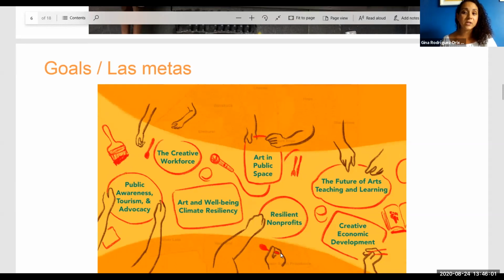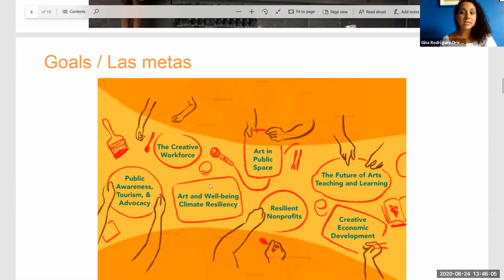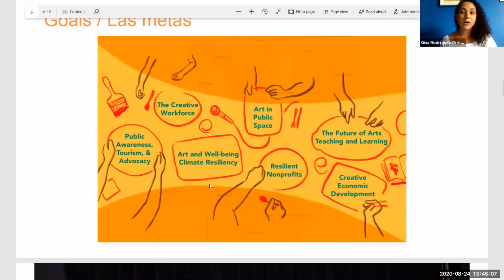But we want to note that art and well-being did not formally appear in the previous one, but we brought it to the table this time around because so many artists have been working in this area for quite some time, and because addressing our collective well-being is essential to a creative life.